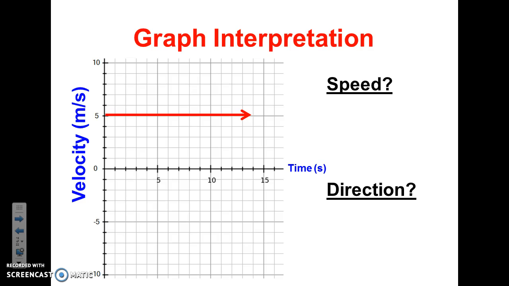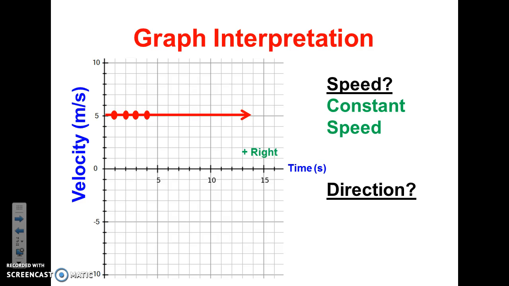Switching over to velocity time graph now. This particular velocity time graph, I look at my speed. I am maintaining a constant speed. For each second this object moved, it was moving at a speed of 5 meters per second.